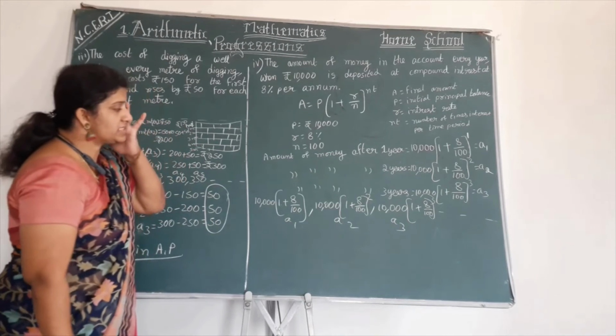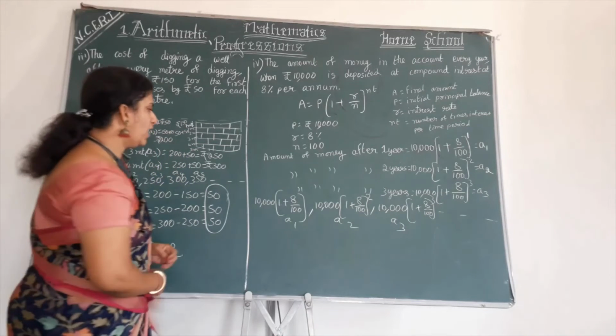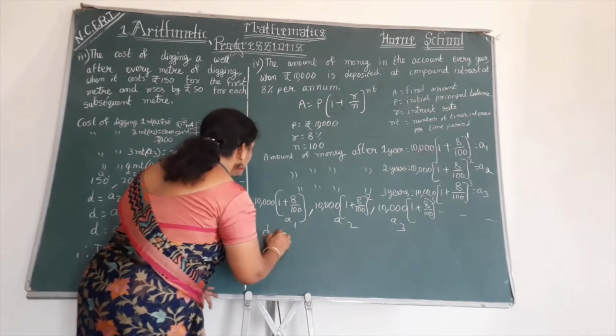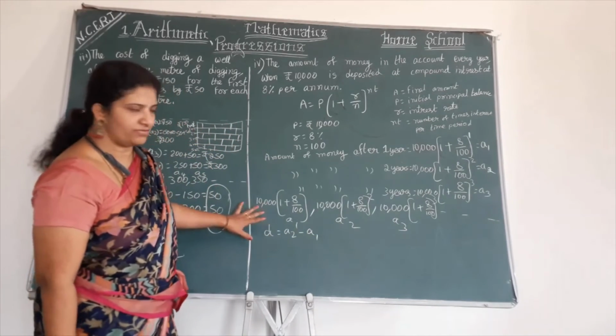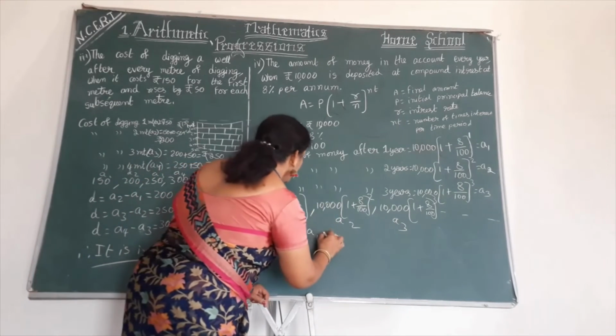Okay, so first let's find the D constant. D, how do you find your common difference here? D is equal to A2 minus A1. Look here carefully, you'll be confused here. What's your A2 value here?